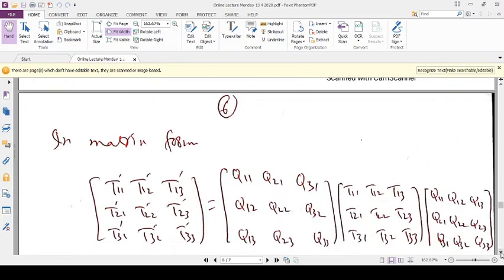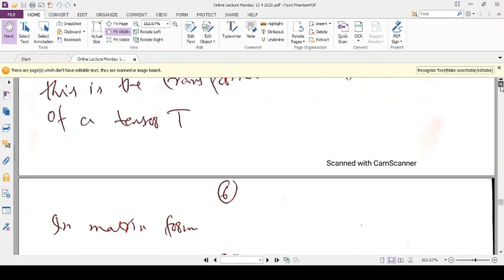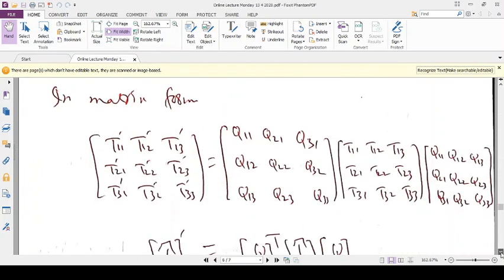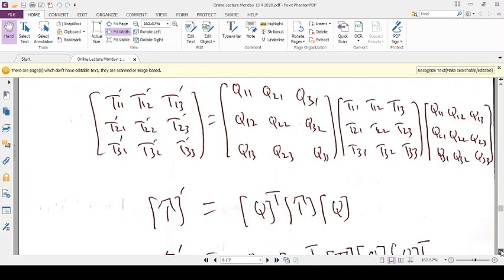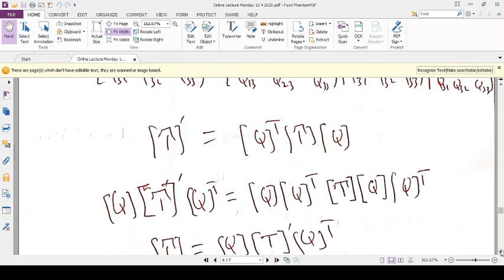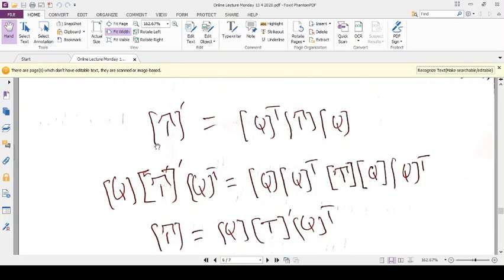So in matrix form, equation number 3 will be T dash equals this, and this is simply Q transpose, this is simply T, this is simply Q. Again, this matrix and this matrix are the matrix of the same tensor T. What is the difference? The difference is that this is with respect to basis ei and this is with respect to basis ei dash, but the tensor is the same.